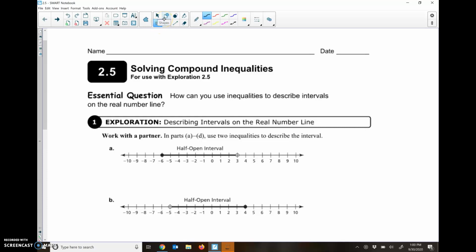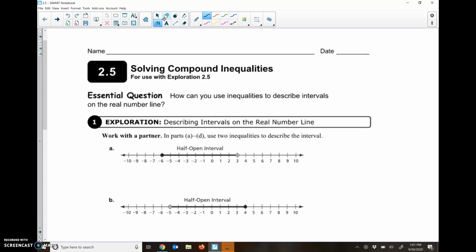So the word compound, just like in English, a compound word means two words that you put together to get to be one, like goldfish. Gold is a word by itself. Fish is a word by itself. Goldfish together is a word. Race car. Race is a word by itself. Car is a word by itself. You put them together, you get race car. So it's kind of the same thing here.